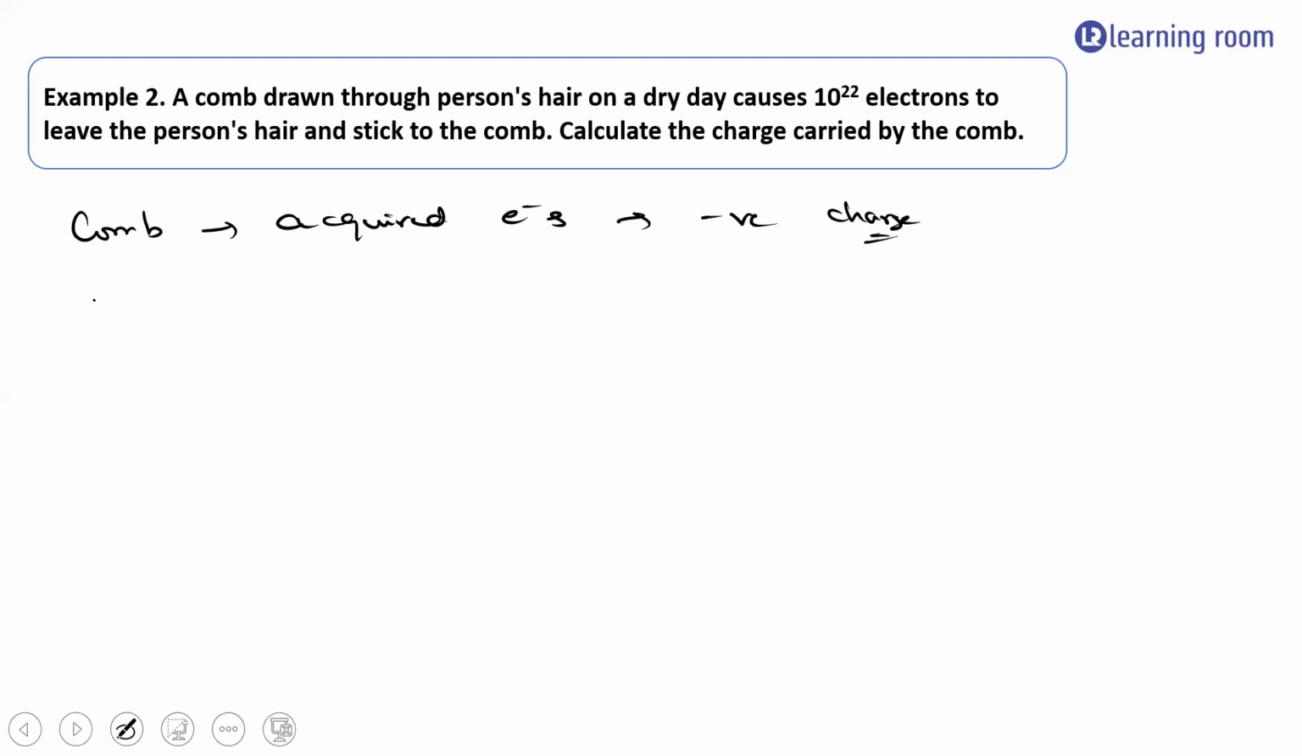So what is going to be the charge that is present on it? Q will be equal to N into E. N is 10 power 22 into 1.602 into 10 power minus 19. Can I say that? 1.602 into 10 power 3 coulomb with a negative value. So this is going to be the total charge present. So 1.8 into 10 power minus 3. Correct.